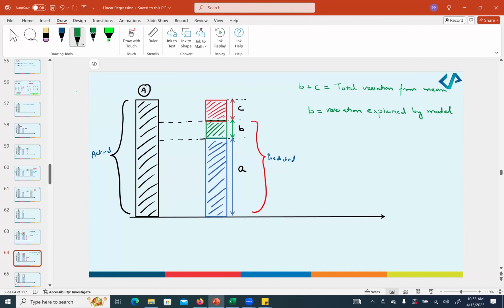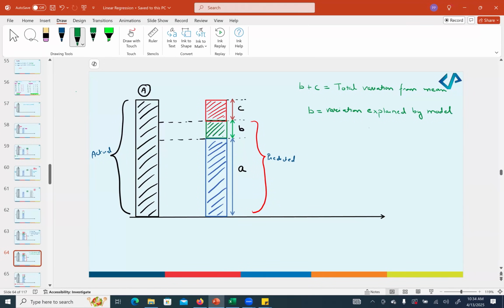Ideally, I wanted my model to explain all the variation. If, let's say, I'm 5 feet tall, I want my model to explain why this person's height is 5 feet, why it is not 5.2, why it is not 4.8. Obviously my model will not be able to explain 100% of the variation. Some variation it might be able to explain, okay, this person is a little taller, maybe because of his gender.